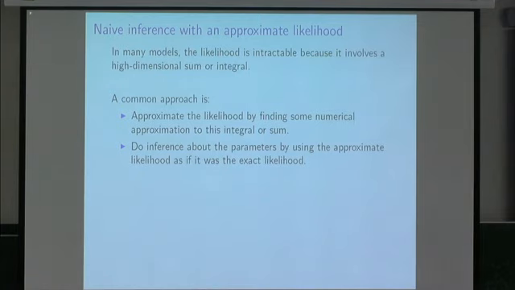Okay, so to sum up the common ground between those two examples, many models have intractable likelihoods because they involve high-dimensional sums or high-dimensional integrals. One approach you might use is to approximate that integral or sum, plug it in to find an approximation to the likelihood, and then essentially forget about the fact we made an approximation and just use the approximate likelihood as if it was the exact likelihood to do inference. For this reason, because you're just forgetting that you made an approximation, I've called this naive inference with an approximate likelihood.